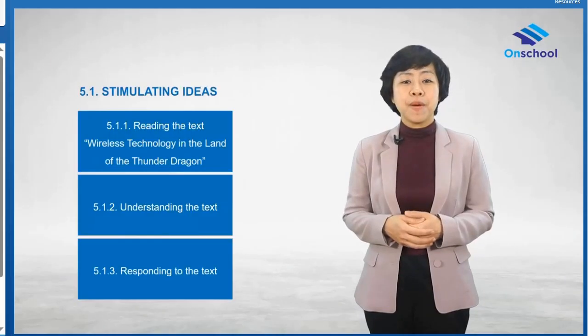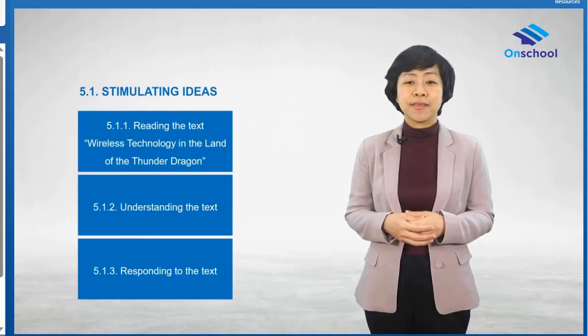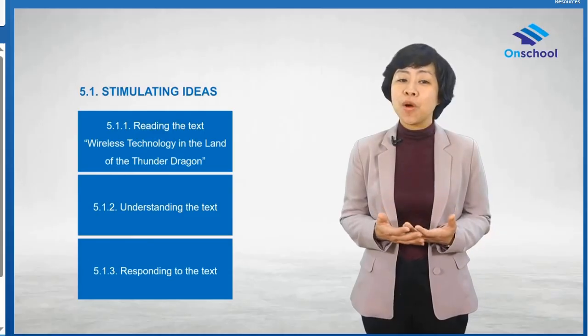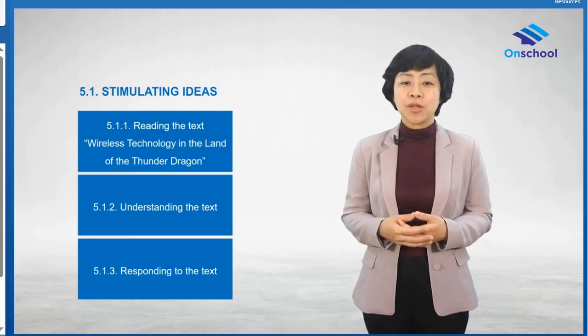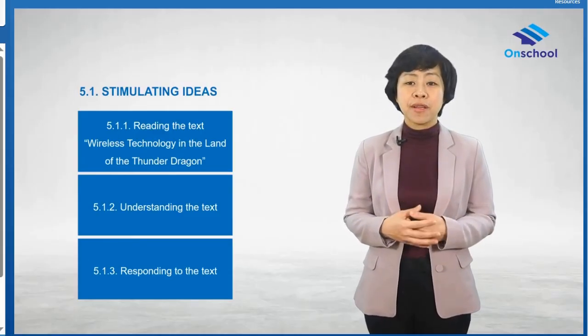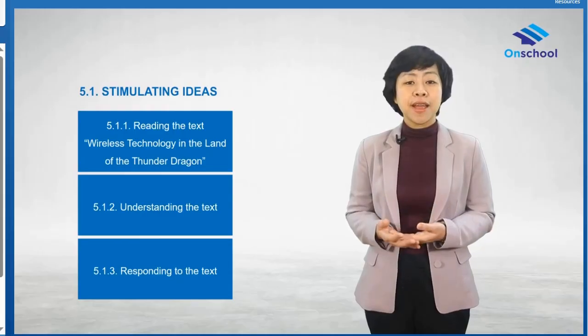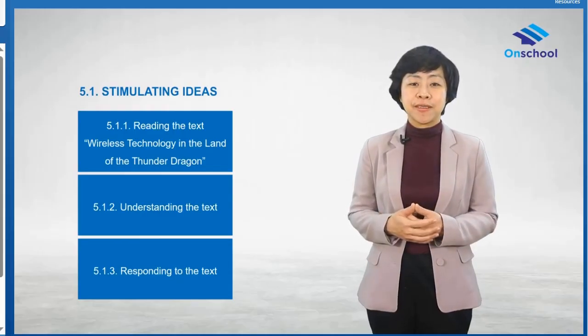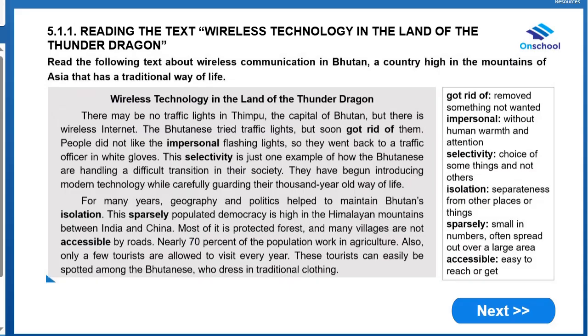Let's start with the first part, stimulating ideas, in which we are going to explore a text, wireless technology in the land of the Thunder Dragon, by reading, understanding and responding to the text. I would like to ask you to spend some minutes reading the text and then answer the questions under it. You can find the list of new words on the right of the text.